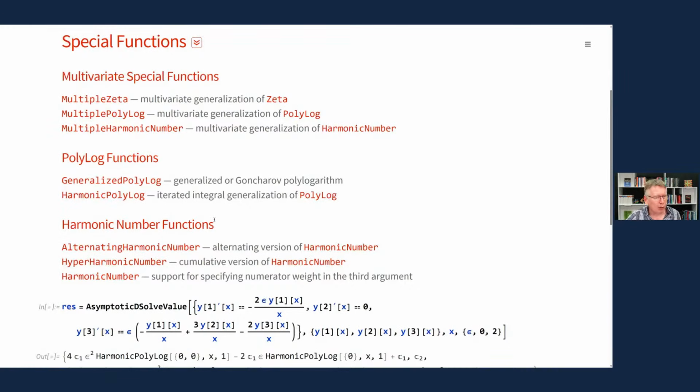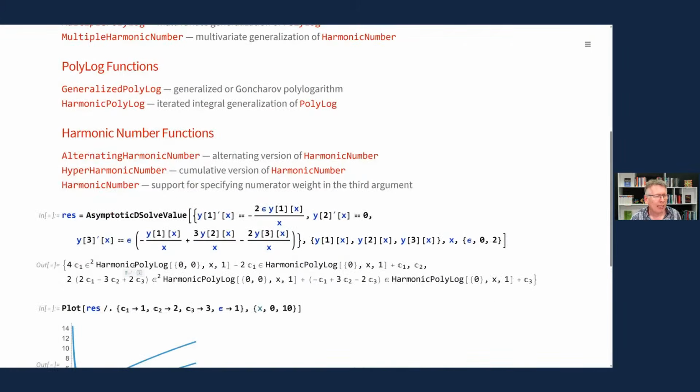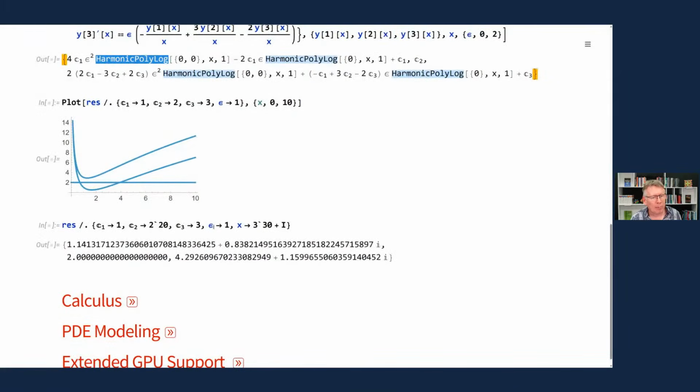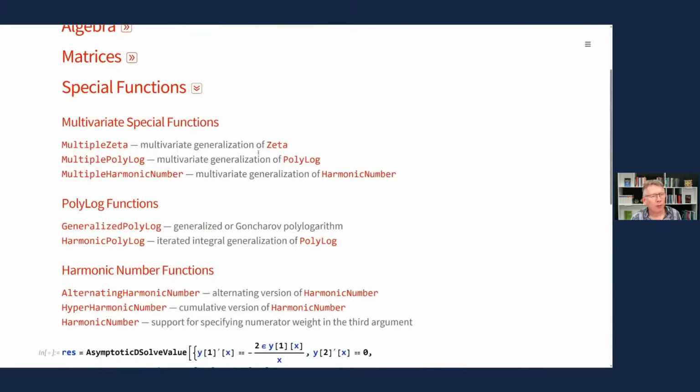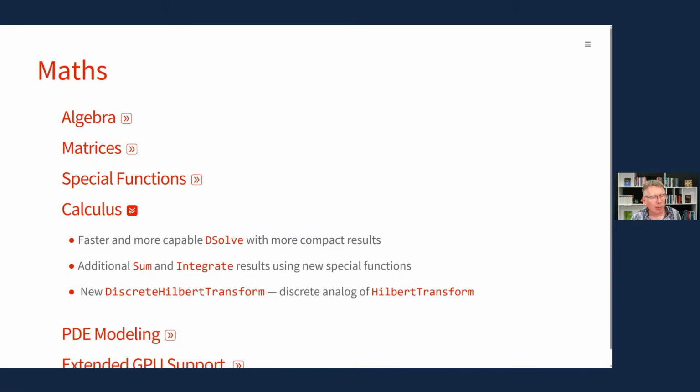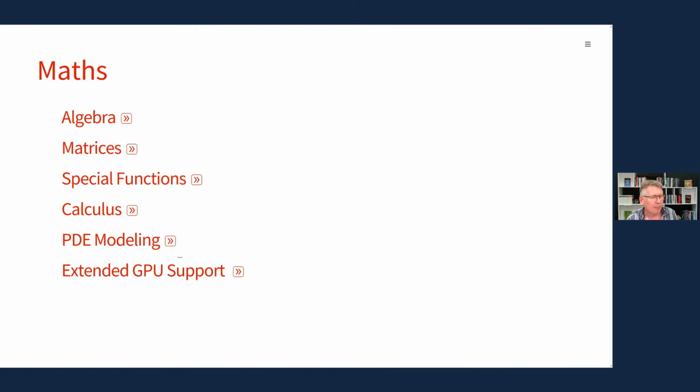And when we say we support special functions, that usually means throughout the system. So that means that when they pop up in the solutions to differential equations, they will just now appear in the solution. When you want to evaluate numerically, they'll evaluate for complex numbers or high precision numbers. So here's sort of high precision complex evaluations of that harmonic polylog. So full support for those special functions. There's a little bit more in calculus. dsolve has got mainly faster, but there's a little bit more capability and some new things in sum and integrate, mainly as a consequence of the new special functions.